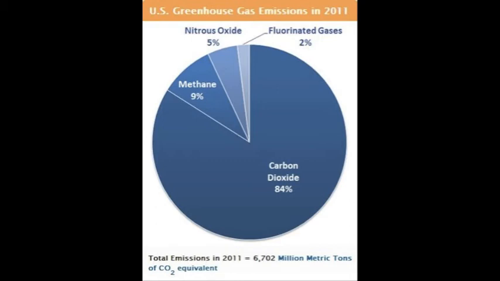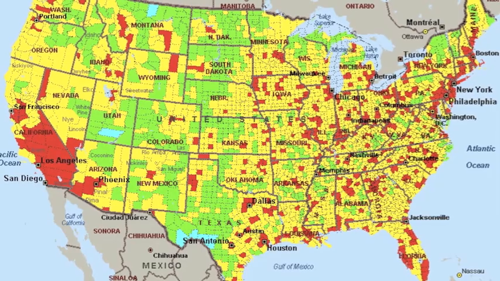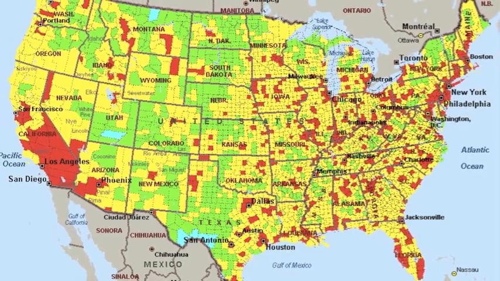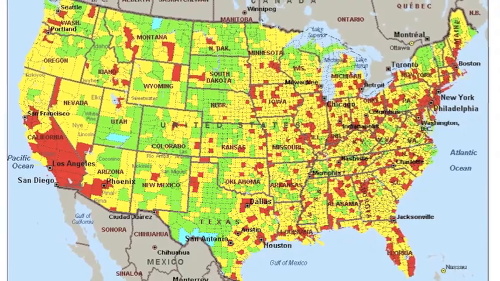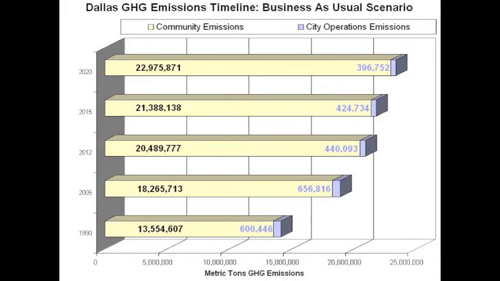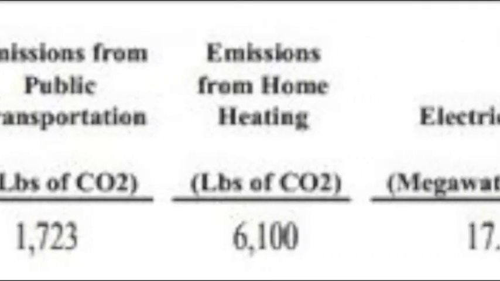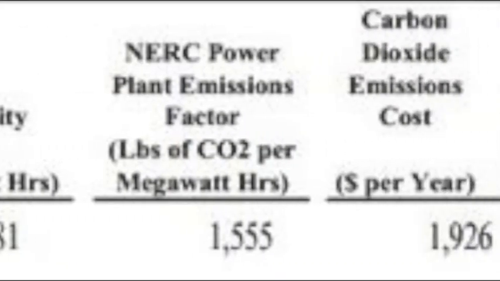Carbon dioxide makes up the majority of greenhouse gas emissions in the U.S. Unfortunately, greenhouse gas emissions in Texas are the highest in the entire nation. If Texas were a country, it would rank 7th in the world in carbon dioxide emissions. Looking just specifically at Dallas, carbon dioxide emissions have skyrocketed over the last 20 years. Between 1990 and 2012, there was a 7 million ton increase in community carbon dioxide emissions and a 200,000 ton increase in city operations.